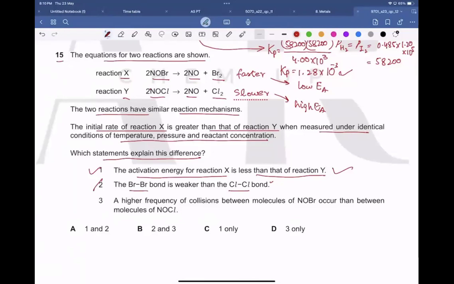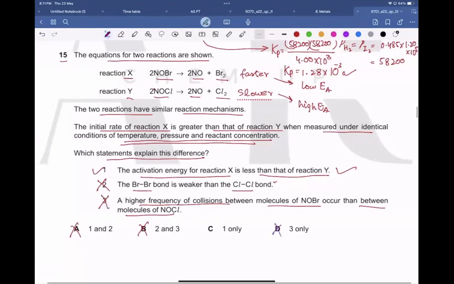The higher frequency of collisions between molecules of NOBr than the molecules of NOCl. So see, they are occurring at same temperature, pressure, and reactant concentration. If these conditions are same, then the frequency of the collisions would not be higher for any of the reactions, they are same. So the third statement is wrong as well, which makes D wrong as well. So the correct answer is C. Is this clear to all?